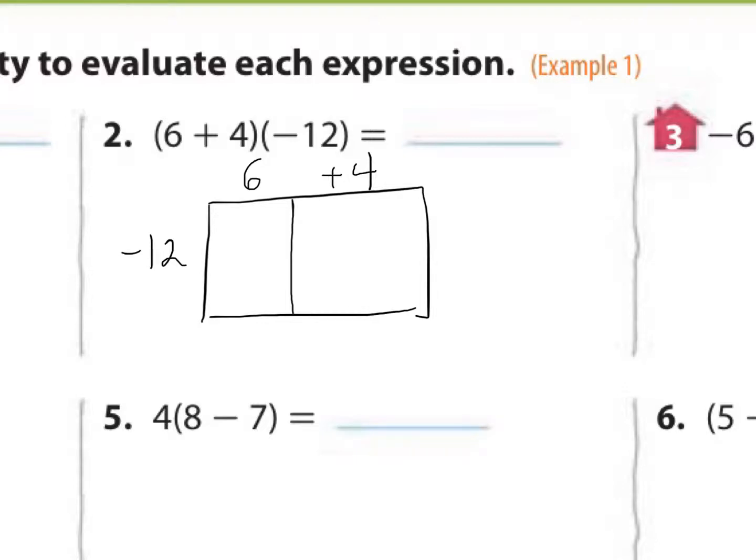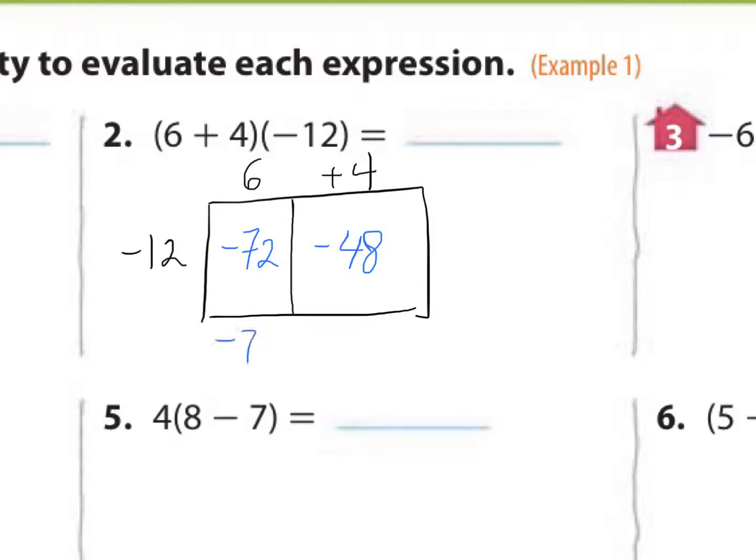The next step would be you multiply 6 and negative 12 to get the area of this small rectangle, and then you also multiply negative 12 and 4 to get the area of the other small rectangle. Negative 12 times 6 will give you negative 72, and then negative 12 times 4 is negative 48. And the next step is to combine these two numbers.